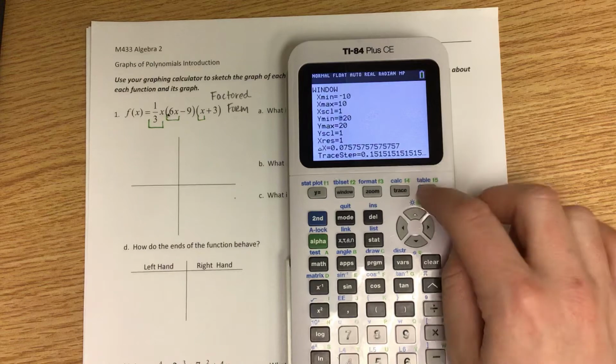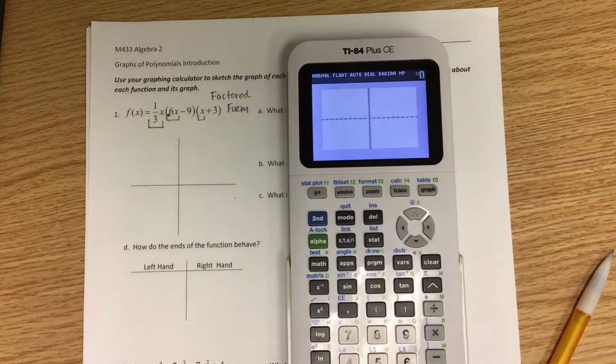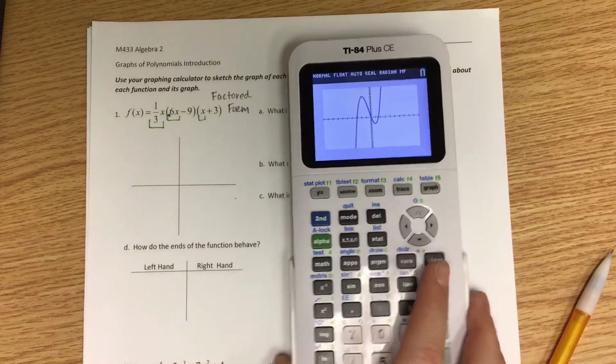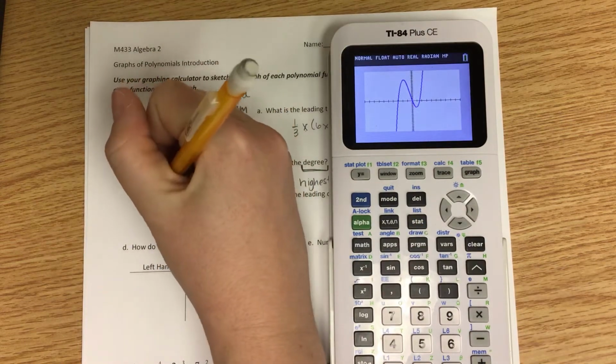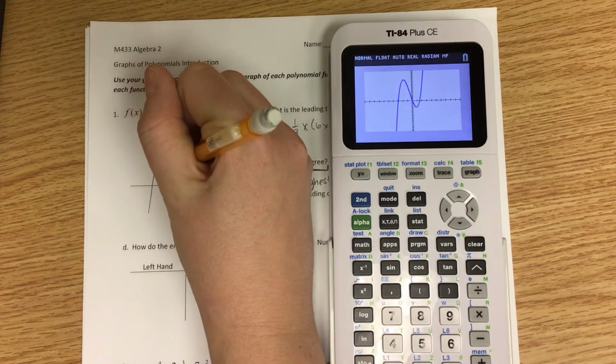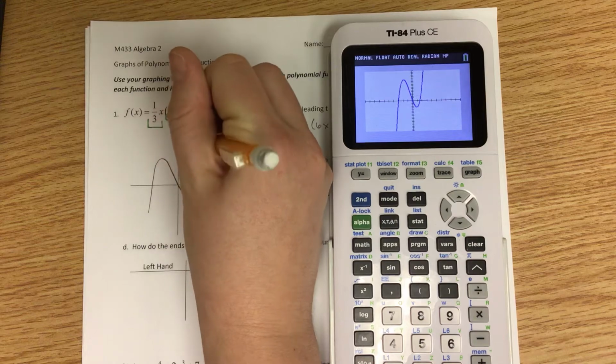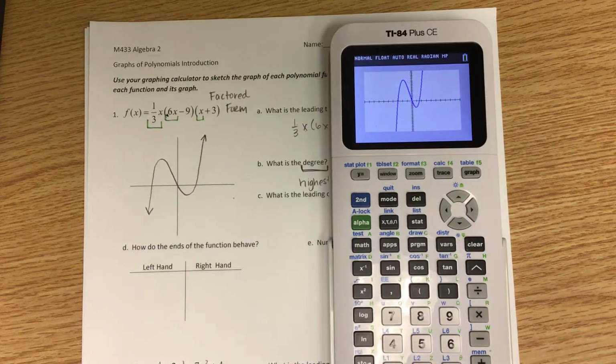Once that's done, if I go to graph now, this is the sketch of my function. All I need you to do is a general sketch. You don't need tick marks. You don't need specific points, just a sketch.